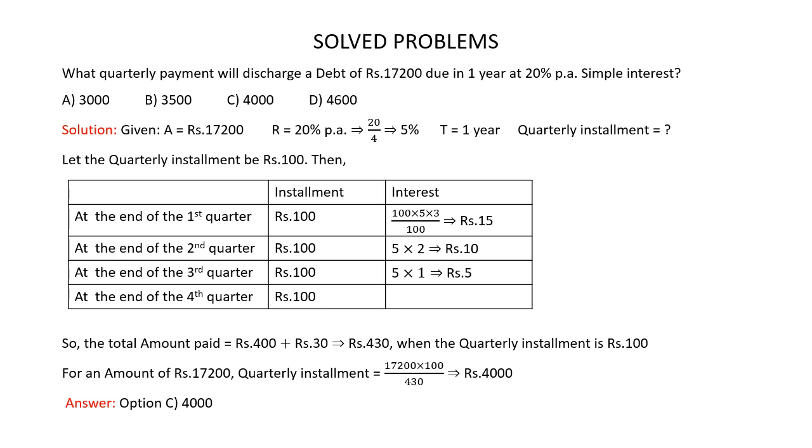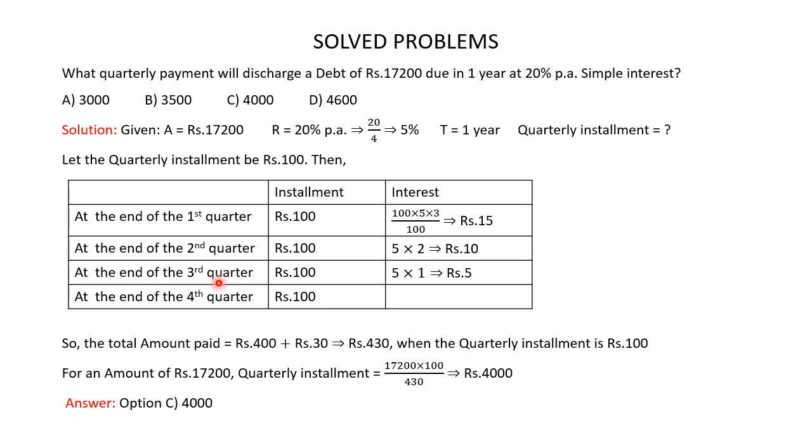Now interest for each quarter keeps on changing because the number of quarters remaining to be paid keeps on decreasing. So at the end of the first quarter, installment is rupees 100. Interest is 5, which is the quarterly rate of interest, multiplied by 3 because payment has to be made for 3 more quarters. So 5 multiplied by 3 is rupees 15. At the end of the second quarter, installment is rupees 100. Interest is 5 multiplied by 2 because payment has to be made for 2 more quarters. So 5 multiplied by 2 is rupees 10.